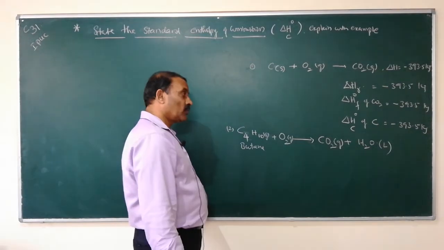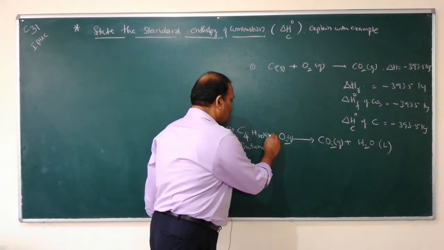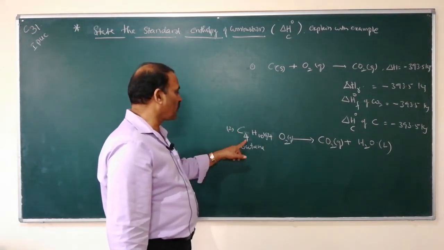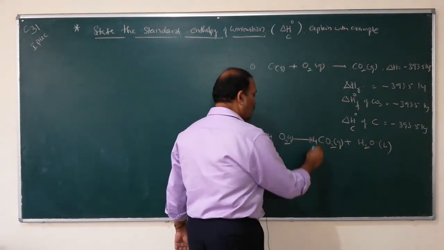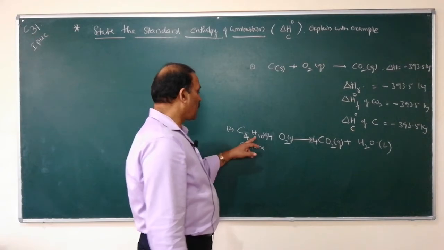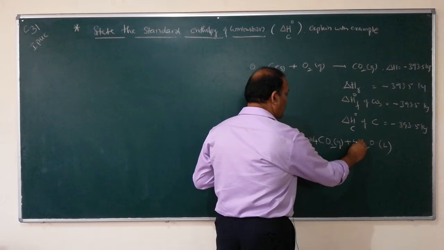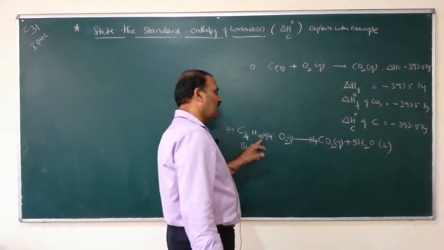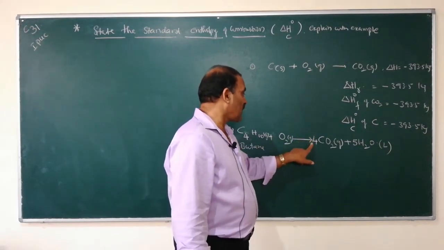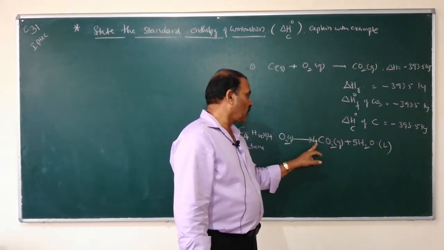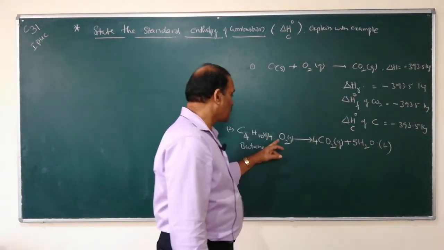So we have to balance this equation. How many carbons are there? 4. Here it is 1. So that should be 4 CO2. And then how many hydrogens are there? H10. Here it is 2. It should be multiplied by 5 to make it 10. 5H2O. So now count the number of oxygen atoms on the right side. 4 into 2, 8. 8 plus 5, 13.